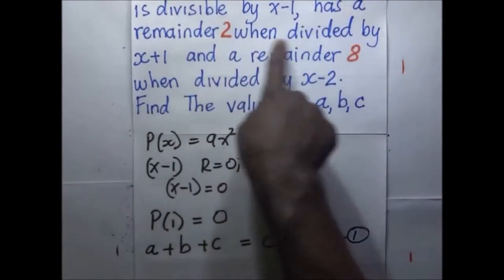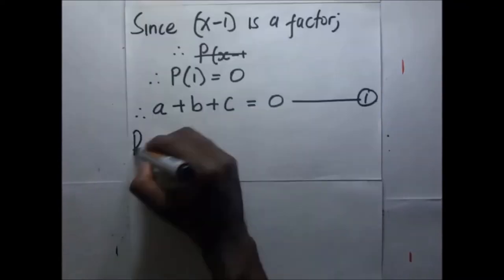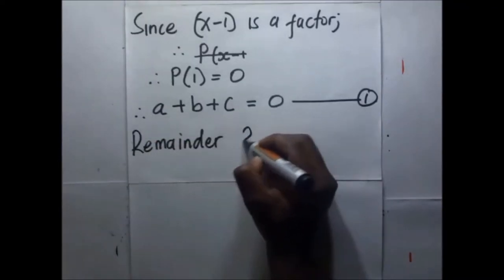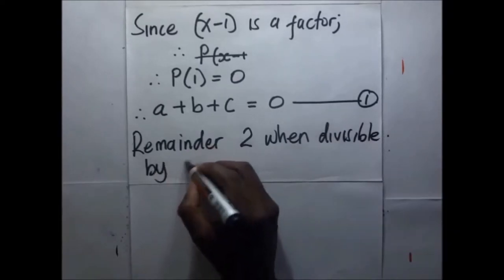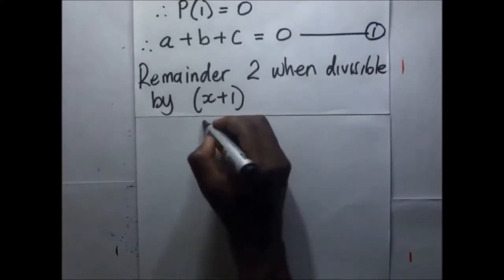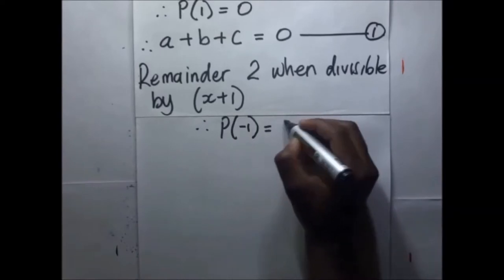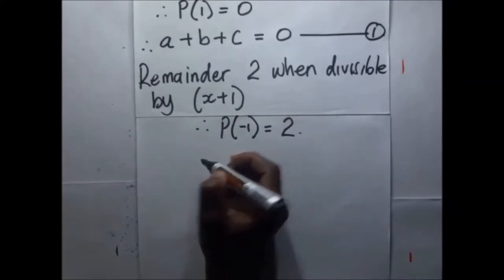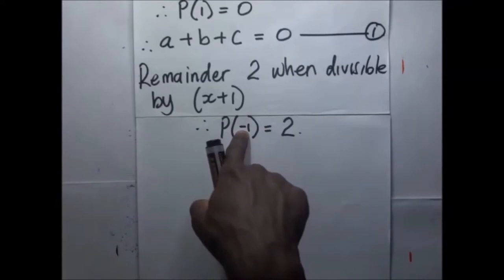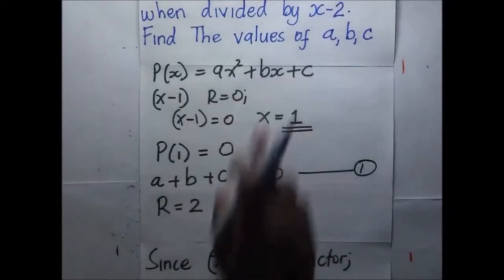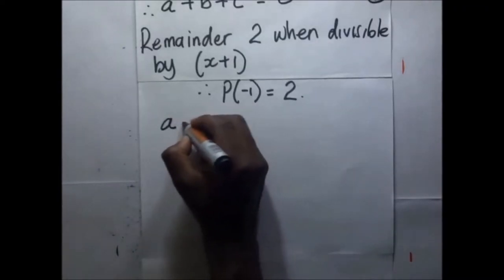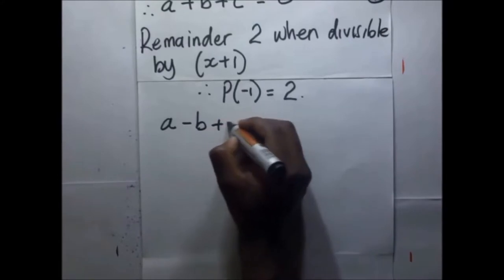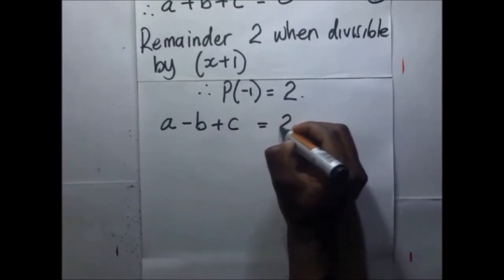Then, in the second part of the question, they are telling us that it has a remainder 2 when divided by x plus 1. And so meaning that if we are to substitute our negative 1 into that expression ax squared plus bx plus c, then our second equation becomes a minus b plus c is going to give us 2.